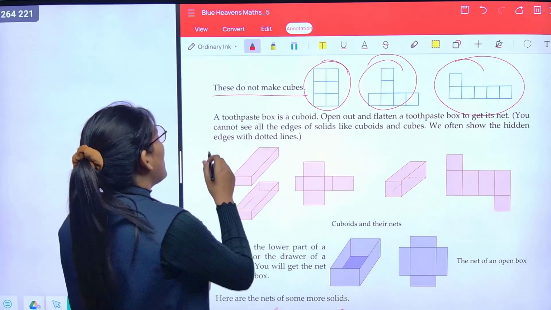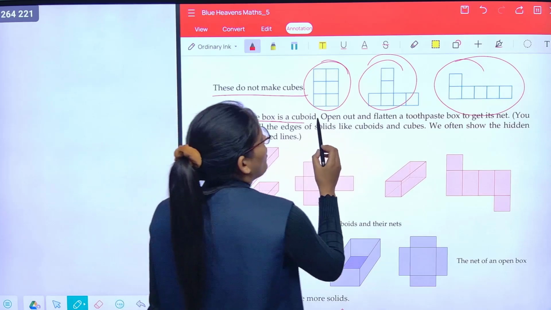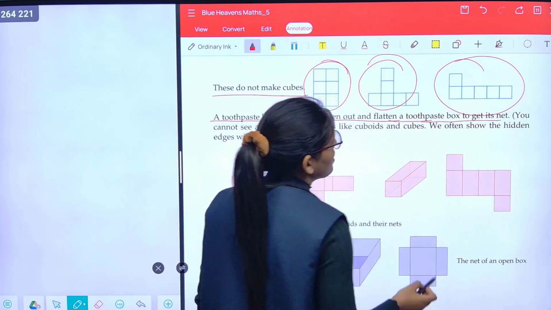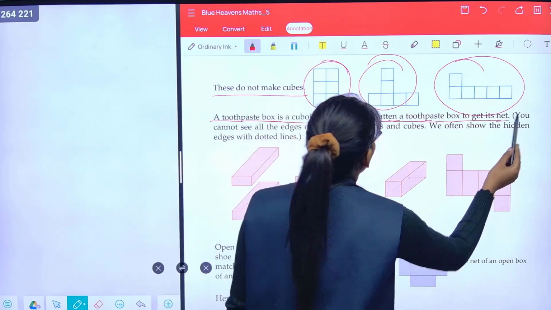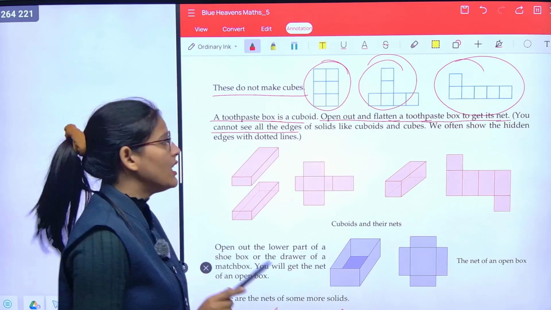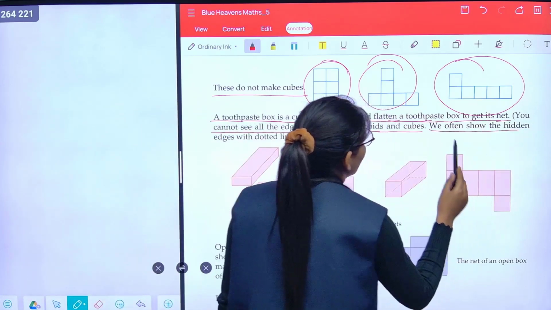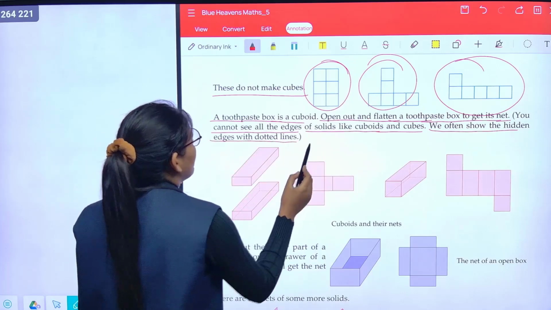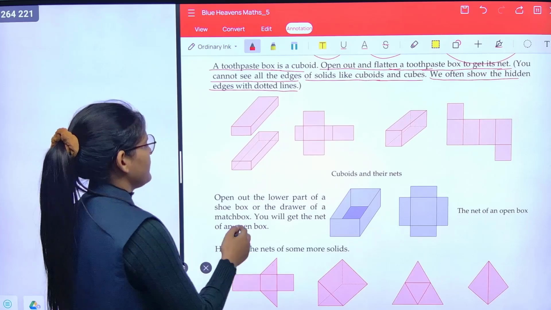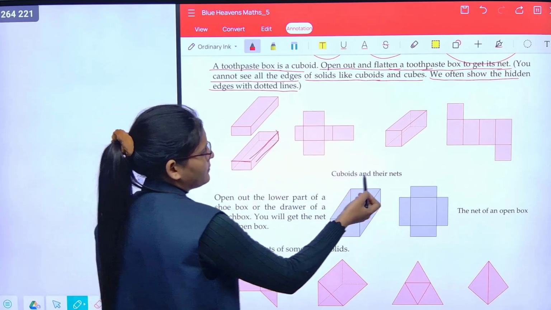Okay. Now, a toothpaste box is a cuboid. Open out and flatten a toothpaste box to get its net. You cannot see all the edges. You cannot see all the edges of solids like cuboids and cubes. We often show the hidden edges with dotted lines. This is how a toothpaste box looks. See?